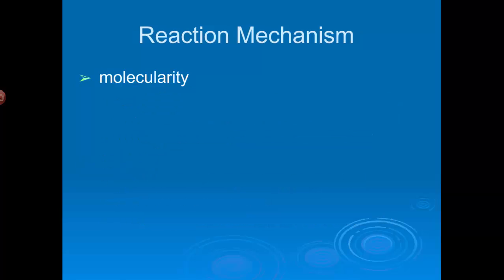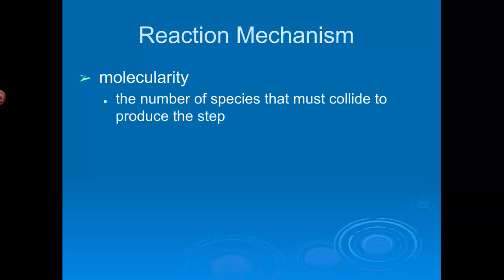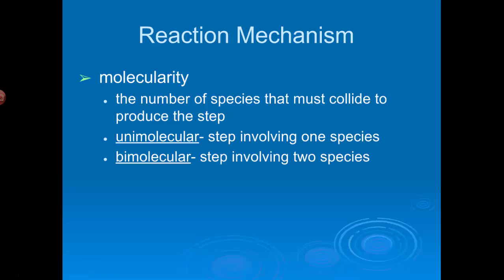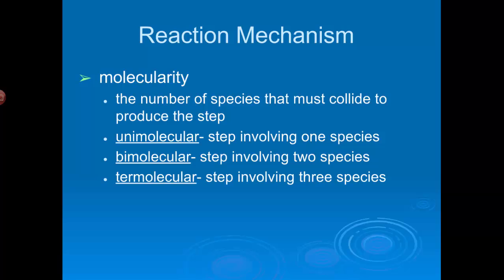Okay, so we want to talk about something called molecularity, and that's the number of species that have to collide in order to produce a reaction. There's unimolecular, which is a step involving one species, so in other words, something decomposes to products. Bimolecular would mean two species colliding together to form some sort of reaction, and termolecular would be three species.